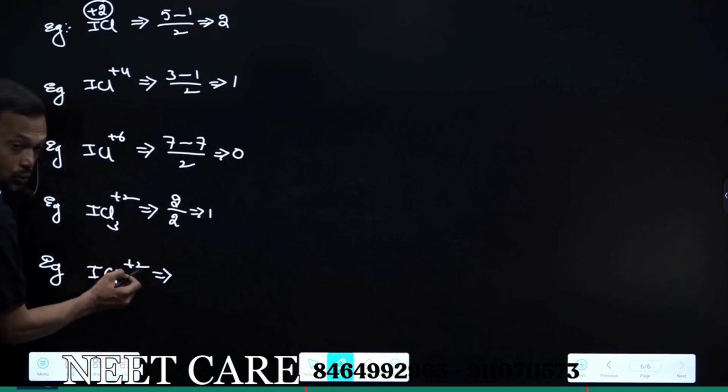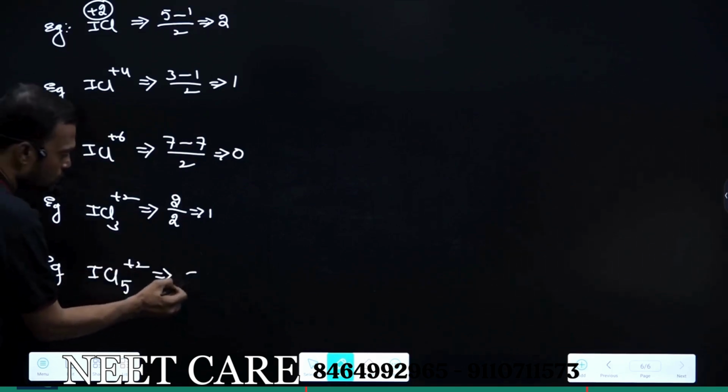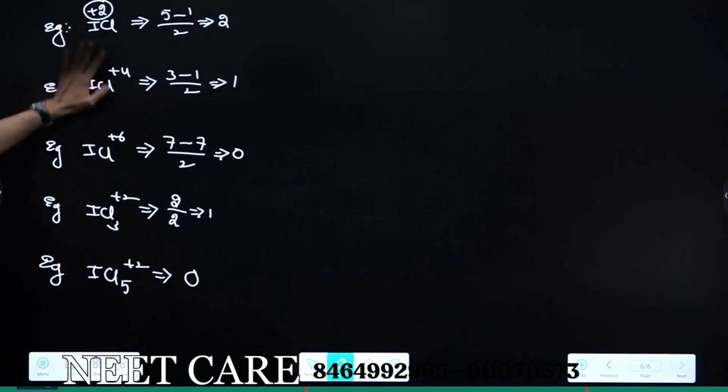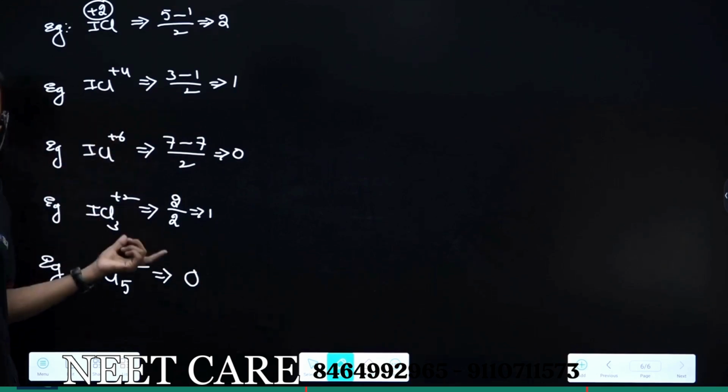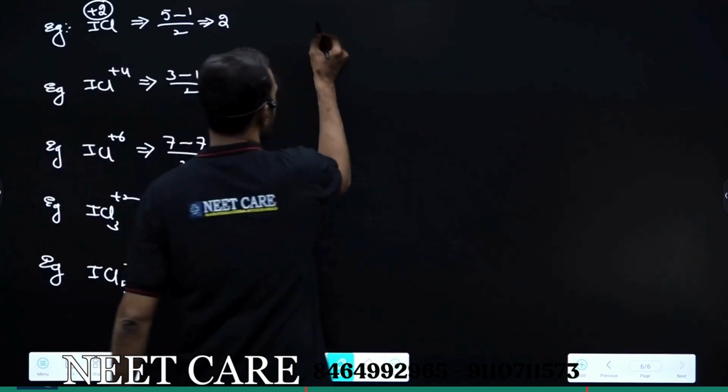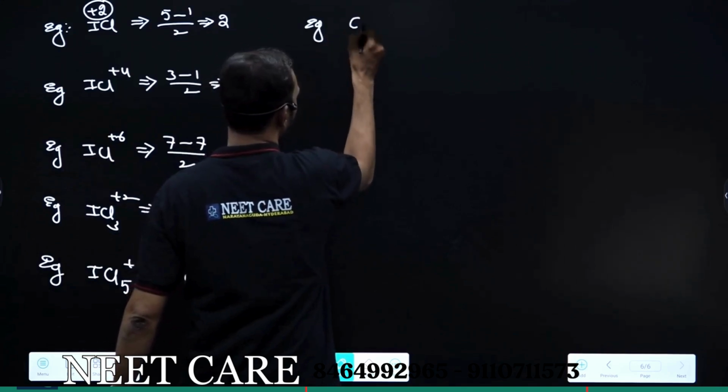So 7 minus 2, 5. 5 minus 5 by 2, answer is 0. Like that. So every molecule, by knowing the bonding interactions, and if you have minimum knowledge of structure clearly, then definitely you can calculate the number of lone pairs. Okay. Now see this. I am giving one anion. Try to predict the answer.